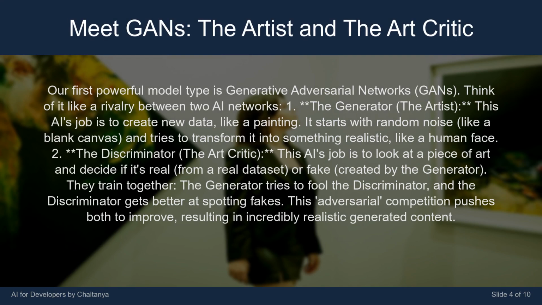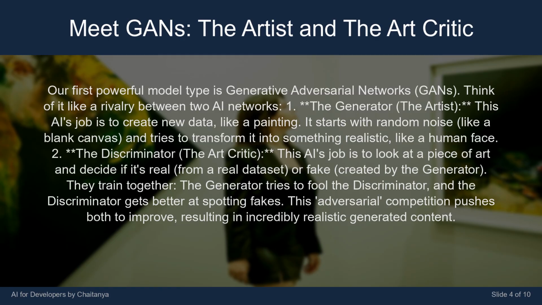Our first powerful model type is generative adversarial networks, GANs. Think of it like a rivalry between two AI networks. 1. The generator. The artist. This AI's job is to create new data. Like a painting, it starts with random noise, like a blank canvas, and tries to transform it into something realistic, like a human face.